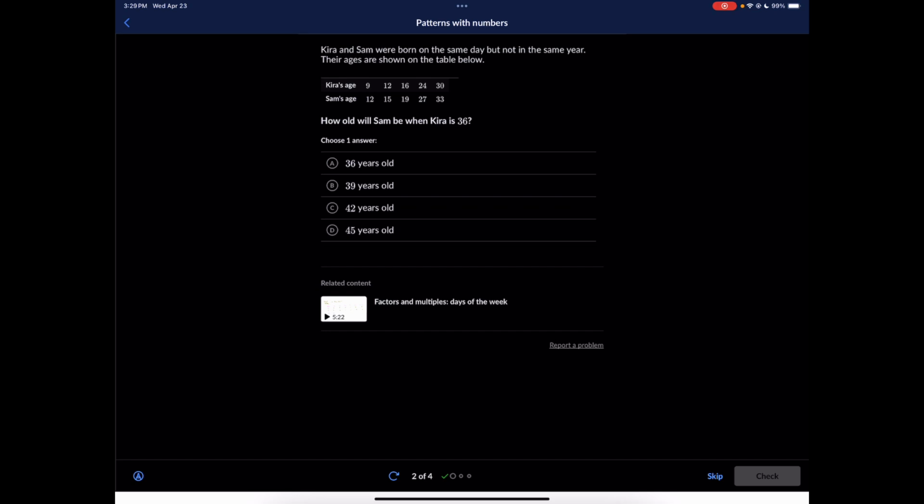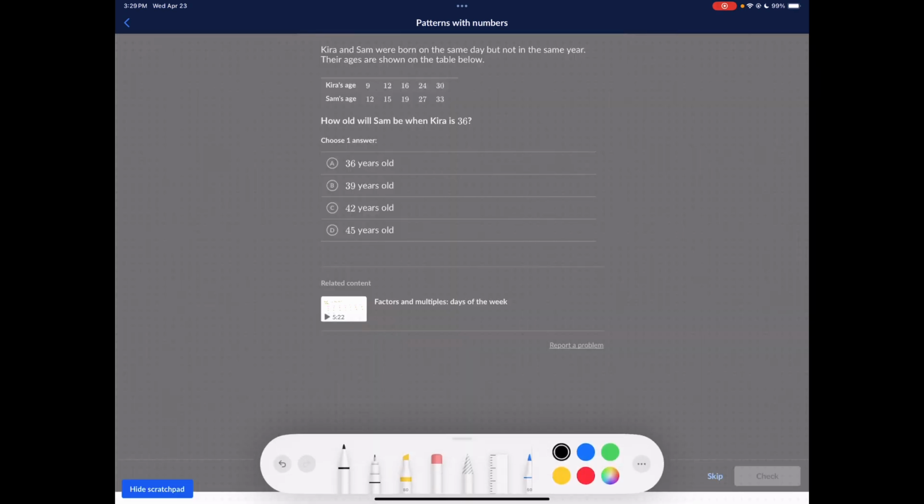Okay, problem 2. Kira and Sam were born on the same day, but not in the same year. Their ages are shown on the table below. How old will Sam be when Kira is 36? So let's see if we can find a pattern here between these. So 9, 12, 16, 24, 30. Okay, let's see what we got here.